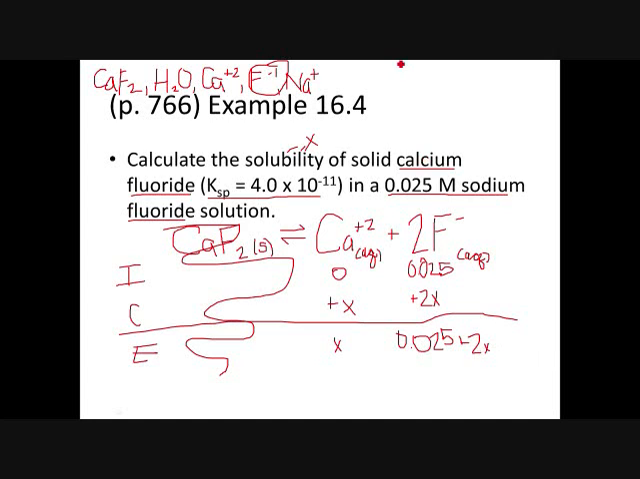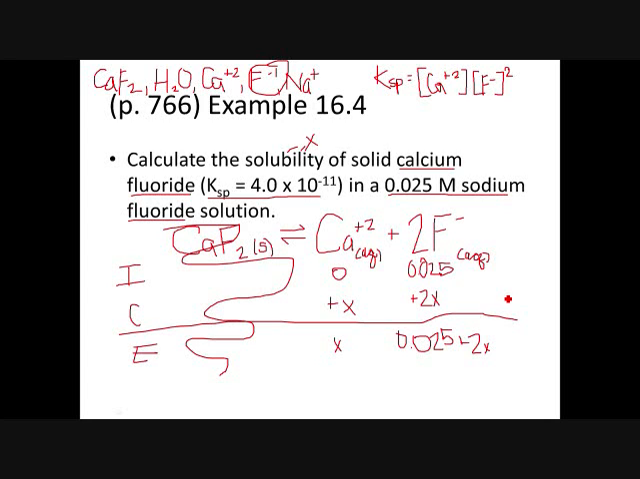Okay, now our Ksp expression, I should have written this, sorry, is going to be, and we had this before, so you can always look back at the notes you were taking, the calcium ion times the fluoride ion squared. Now, if this would have been a 0, we would have had to plug in 2X for the F. But since it's not a 0, then we have the whole adding the 2X to the number deal.